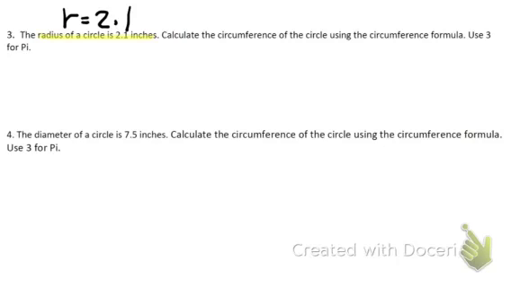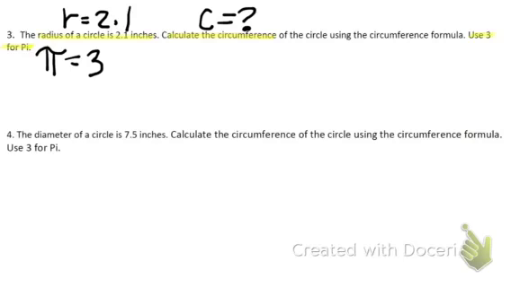Then it's asking me to find the circumference. So we do not know what the circumference is. That is what we are looking for. And this is one of the examples I was talking about where it tells us that we can use 3 for pi instead of using 3.14. Yay, this is good news because we do not like multiplying by decimals.